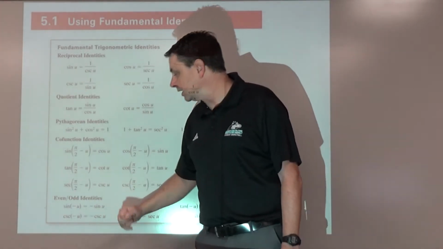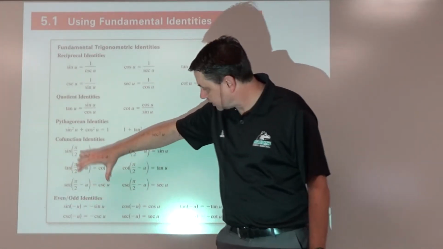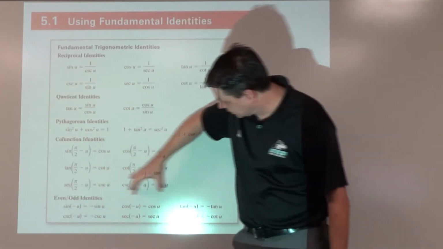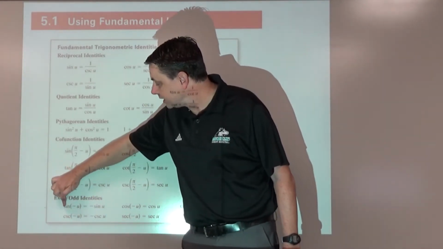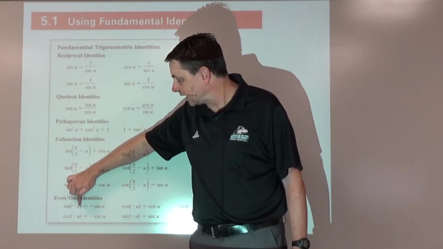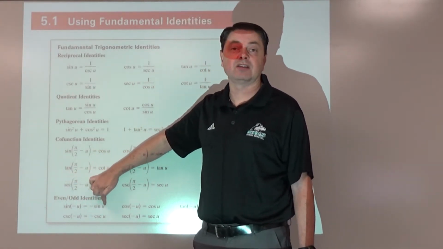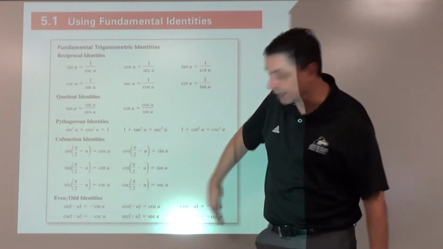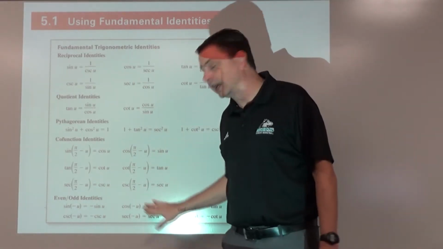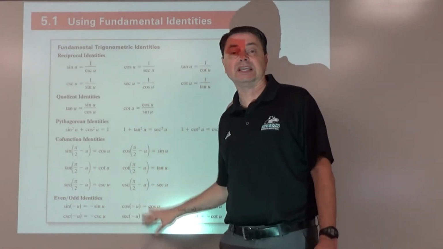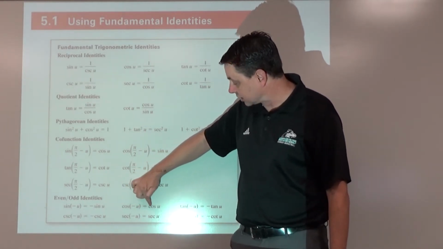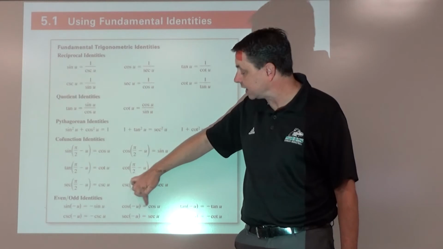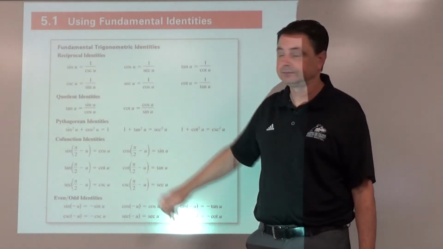The even-odd identities: sine and its reciprocal, tangent and its reciprocal, those are odd functions, such that the sine of the opposite of an angle is the opposite of the sine of the positive angle. Same thing over here. Cosine and its reciprocal, however, are even, where the cosine of the opposite of the angle is just the cosine of the angle.